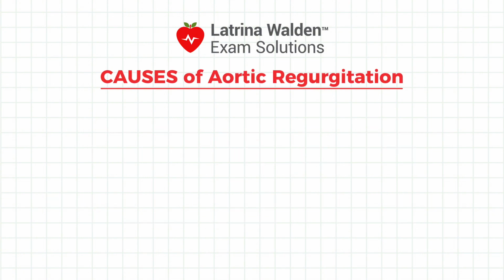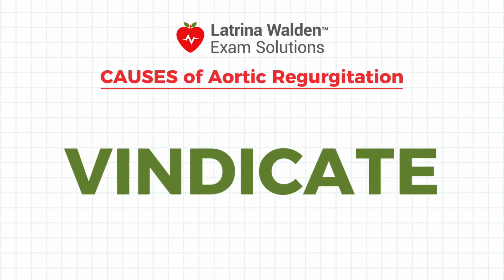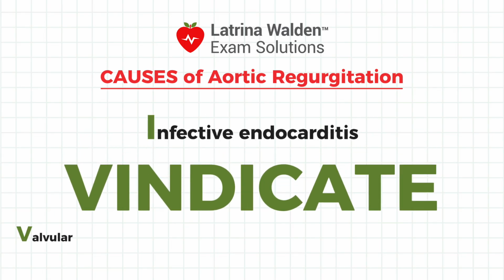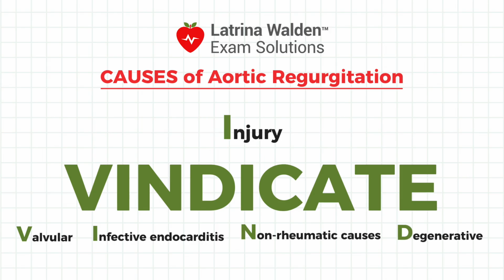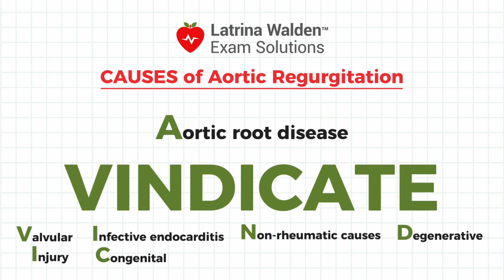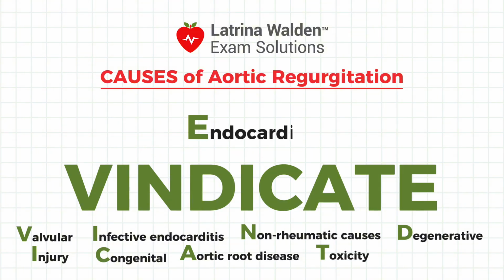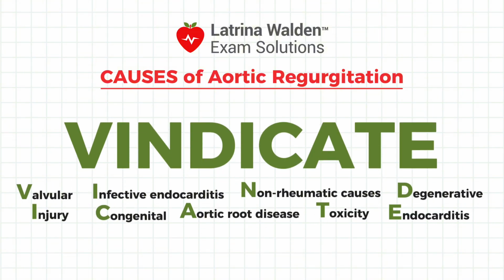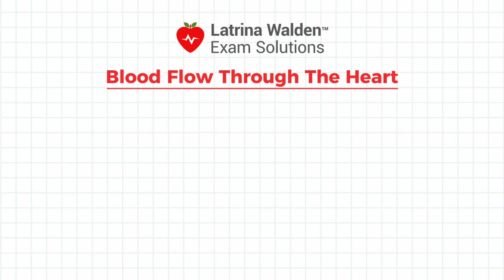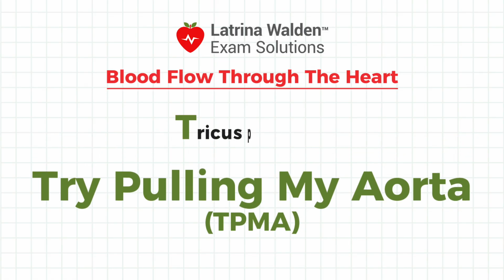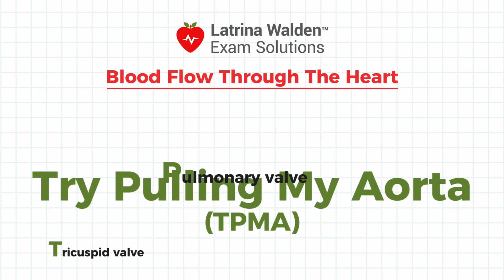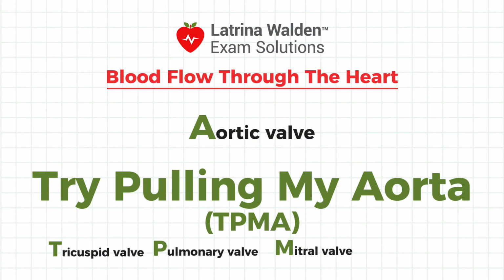Another acronym for memorizing the causes of aortic regurgitation is VINDICATE: valvular, infective endocarditis, non-rheumatic causes, degenerative, injury, congenital, aortic root disease, toxicity, endocarditis. A handy mnemonic for remembering the order of blood flow through the heart is Try Pulling My Aorta, or TPMA: tricuspid valve, pulmonary valve, mitral valve, aortic valve.